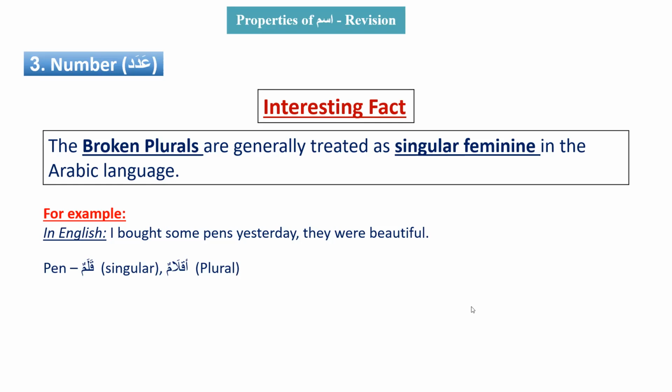Ali, what do you think? Qalam is singular, aqlam is plural. What kind of plural is this? Broken plural. And broken plurals are treated as what in Arabic language? Singular feminine. So aqlam will be treated as singular feminine. So I want to say the same sentence, which is written in English above, in Arabic. I bought some aqlam yesterday. Should I say they were beautiful? How will Arabs say the remaining part? She was beautiful. So this is how the Arabs will say this.